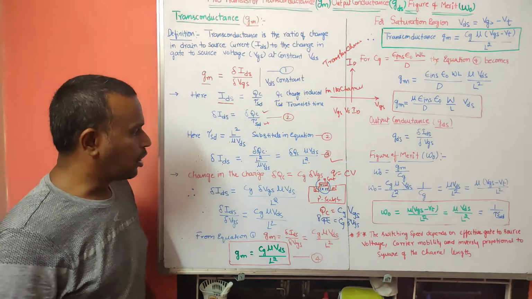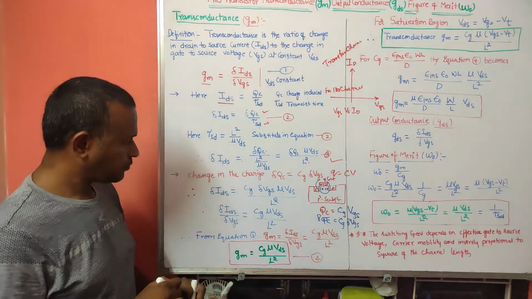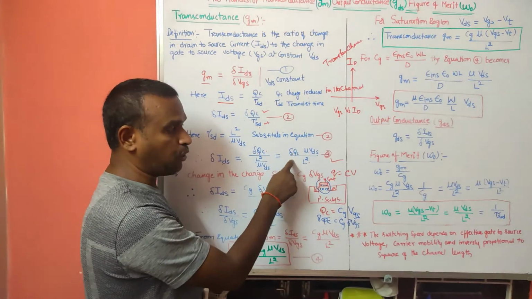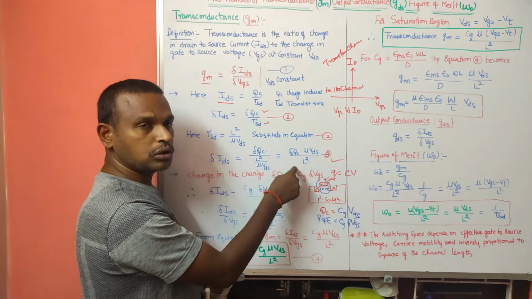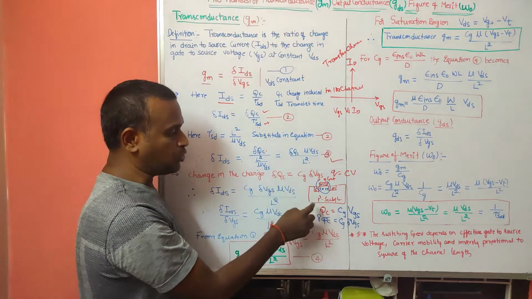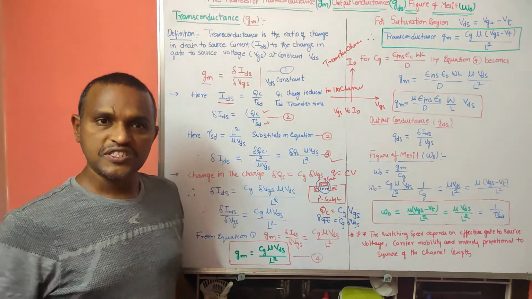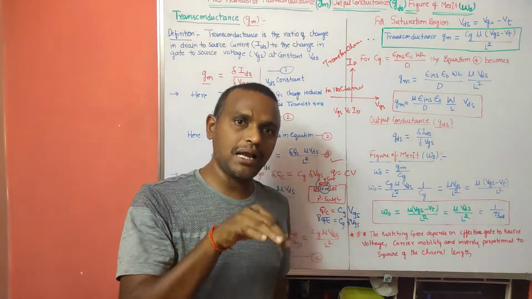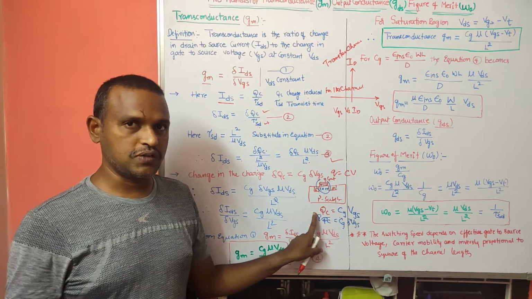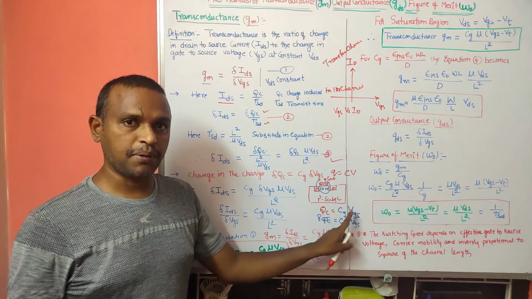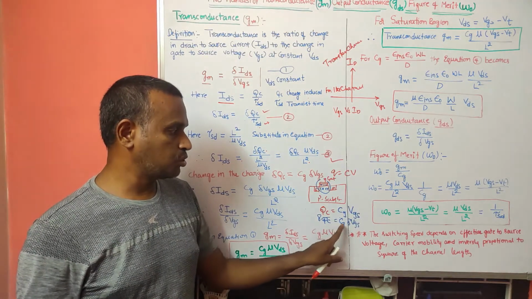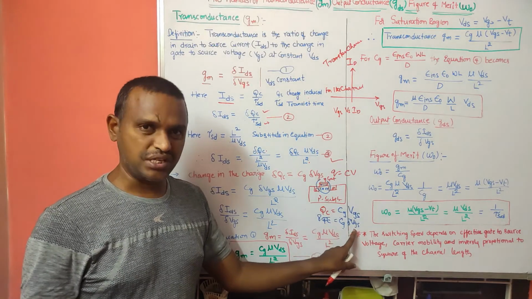Right. Now here we require delta QC. Remaining all are known, that is mu VDS by L square, but delta QC we require. So I am using the formula Q is equal to C into V, applying it to our NMOS transistor, so that the charge induced QC is equal to the gate capacitance multiplied with the gate to source voltage. Therefore delta QC is equal to CG into delta VGS.